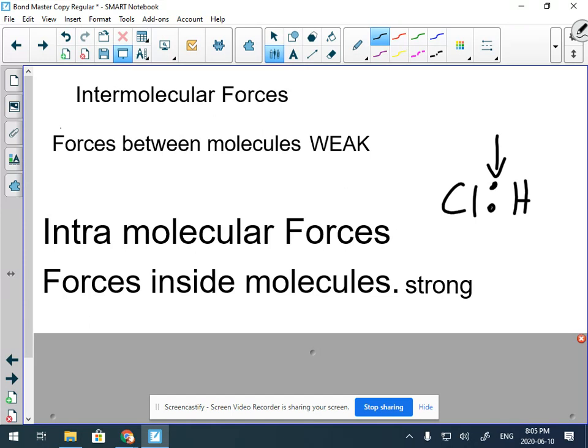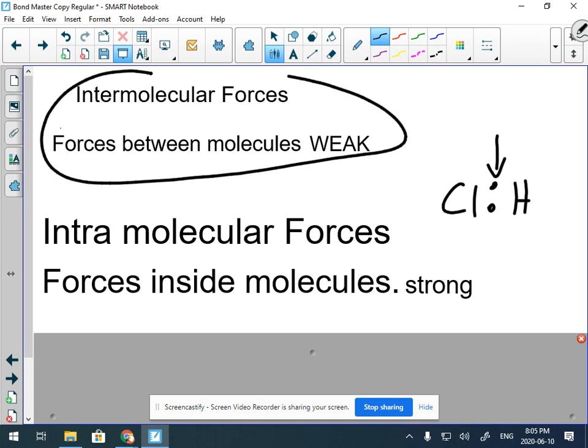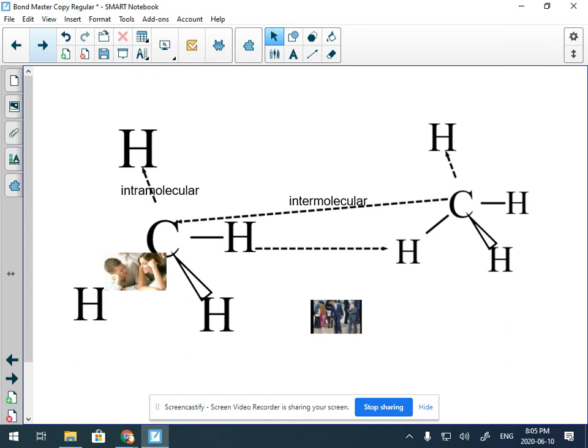So we have to talk about all the different types of forces in the video today and how that relates to keeping a molecule together. Now, the first three we're going to look at are the really weak forces, the intermolecular forces. The best way to describe an intermolecular force: inside a molecule, this bond right here is very strong because it's keeping the hydrogen next to the carbon.